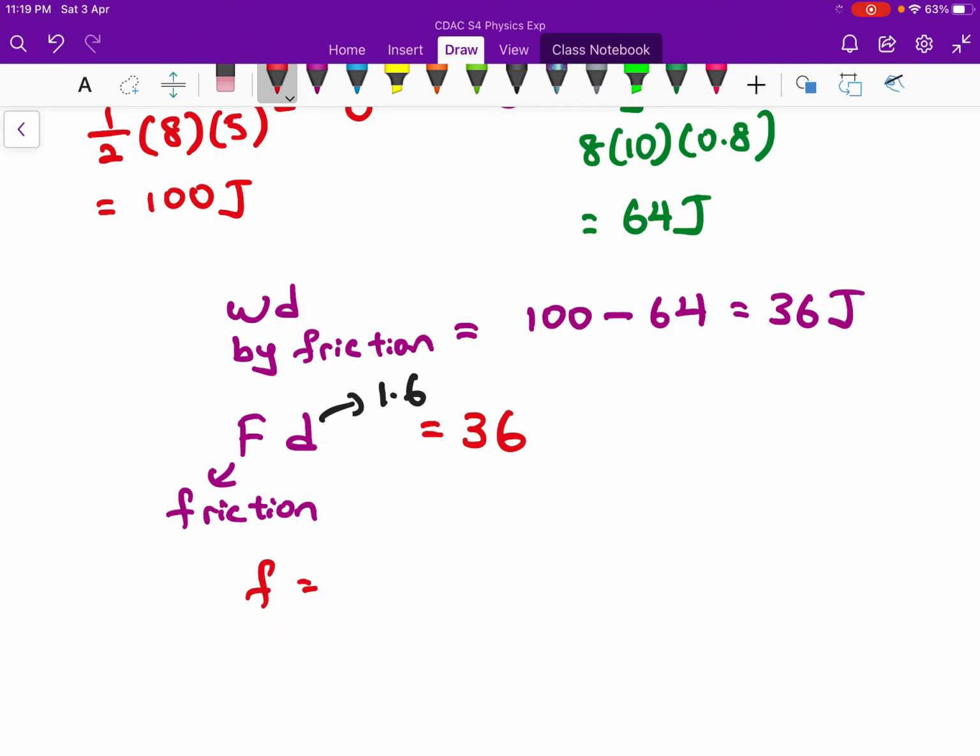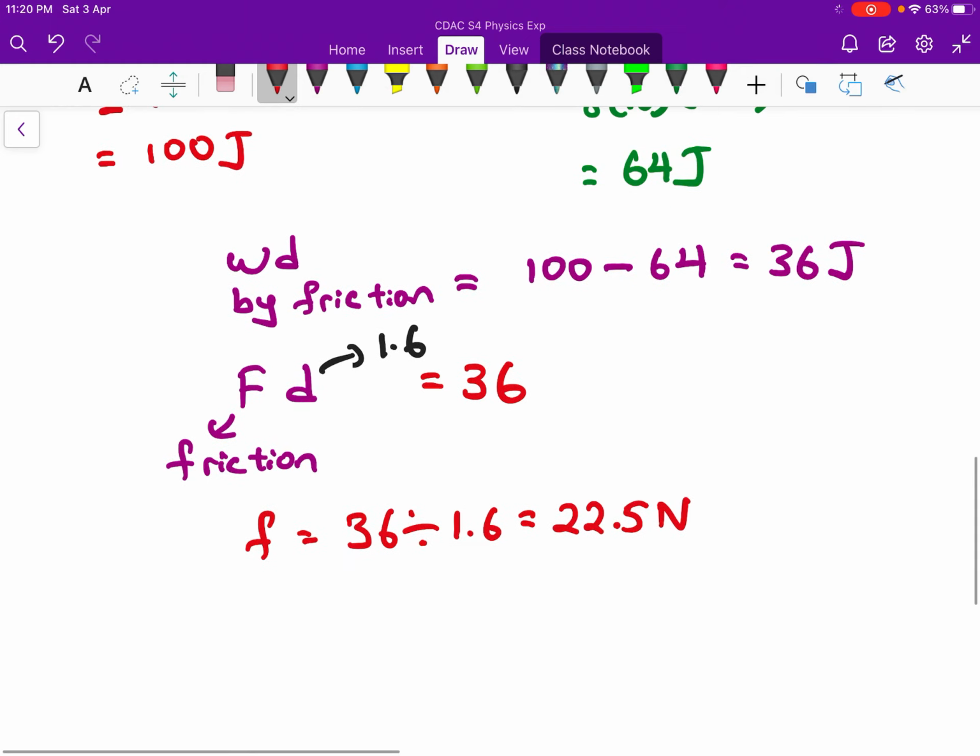So you just get what your friction is: 36 divided by 1.6. You should get about 22.5 newtons. So the frictional force acting on the ramp is about 22.5 newtons.